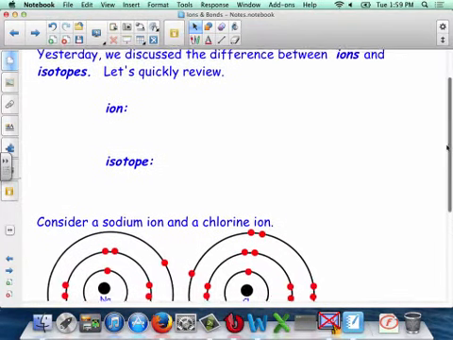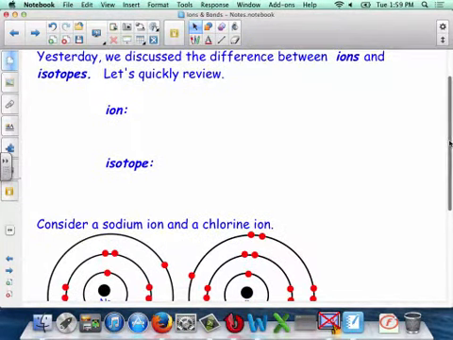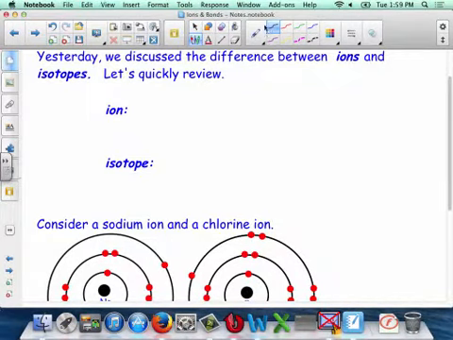So let's just do a recap of the last couple of days. Guys, what is an ion? What makes something an ion? You're going to need to know this definition. Natural or more elements. What makes it an ion? Okay, it's a charged atom.